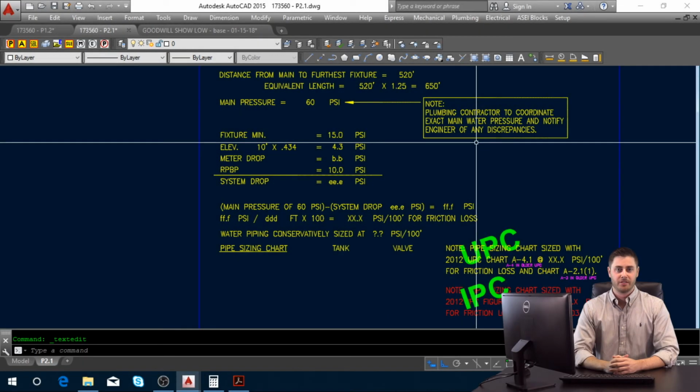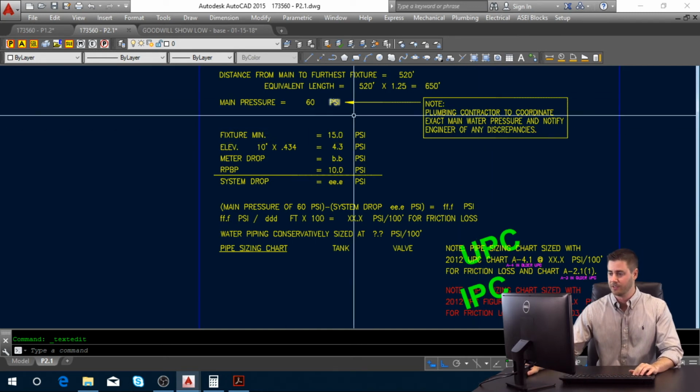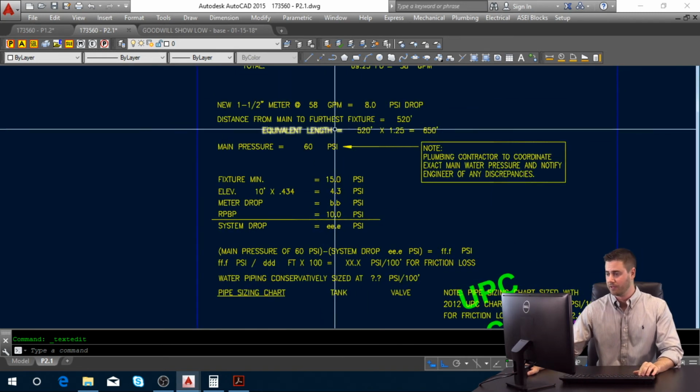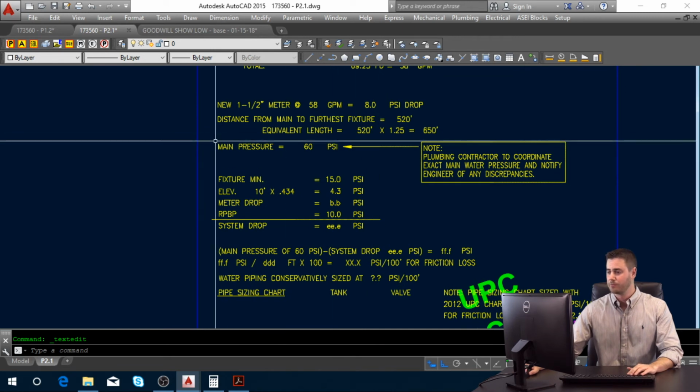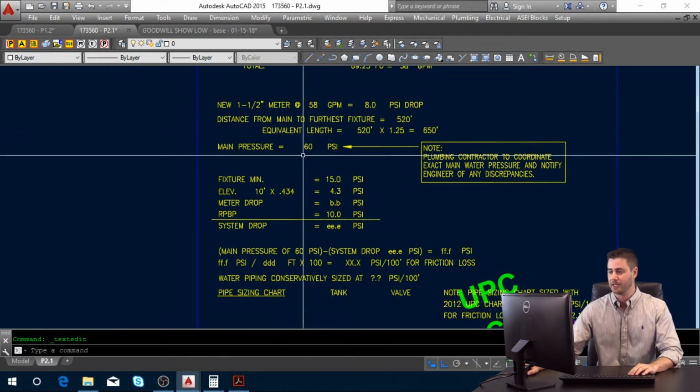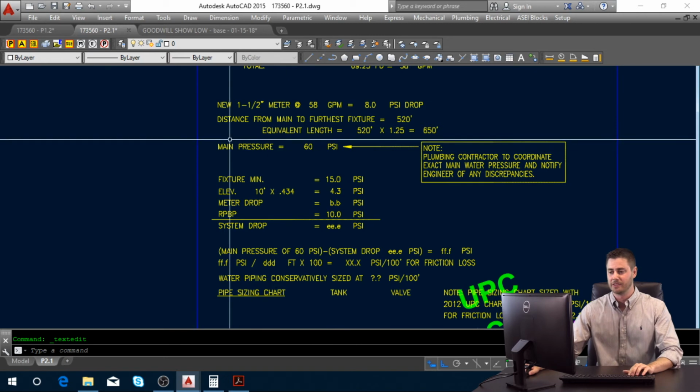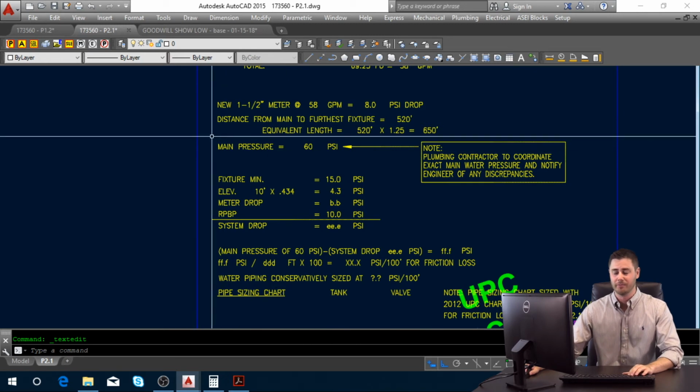The next step is determining your system pressure drop. You go back into your water calculation to the next step below the equivalent length, which we just completed. Your main pressure is shown here as 60 psi. This is an assumption that we use based on a very typical street main pressure that you see very often.